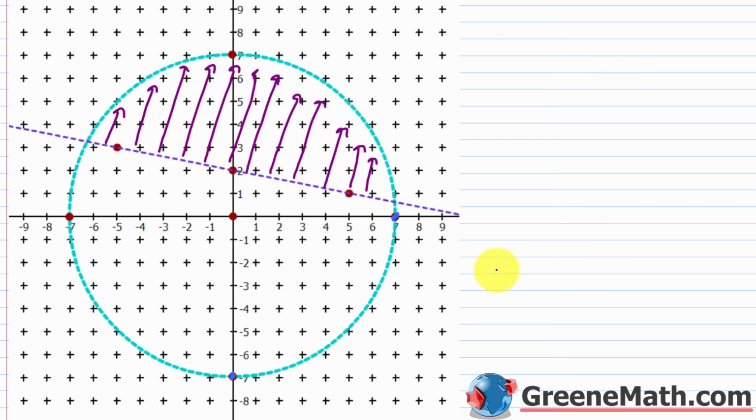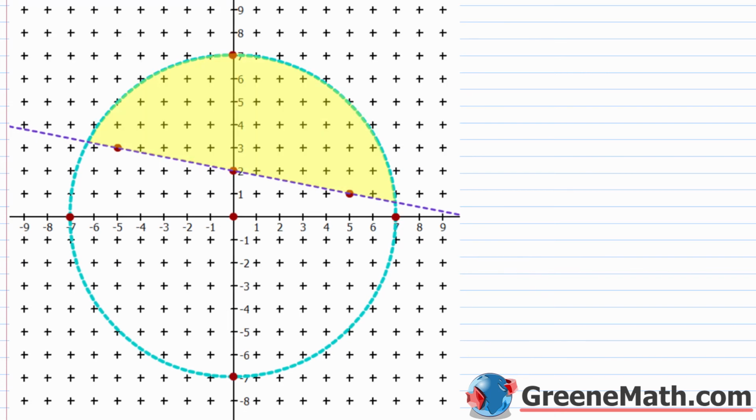And just to let you see what a computer does, you can see this graph is basically perfect. You have a dashed circle, because it's not included. Also a dashed line, because it's not included. Anything above the line that's inside of the circle is in the solution region.